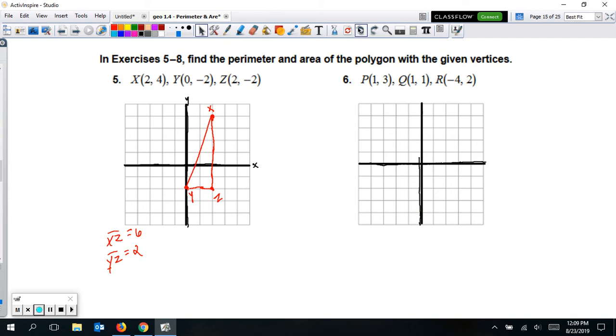So for our distance formula to find X and Y, we'll start off by subtracting the X numbers, which would be 2 minus 0. So 2 minus 0, and we've got to square that. We're going to add it to subtracting the Y's, 4 minus a negative 2, which is a minus a negative, so it's going to turn into a plus 2. So it's going to turn into a positive.